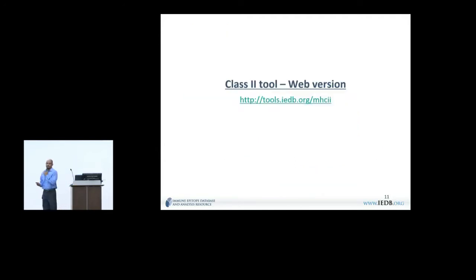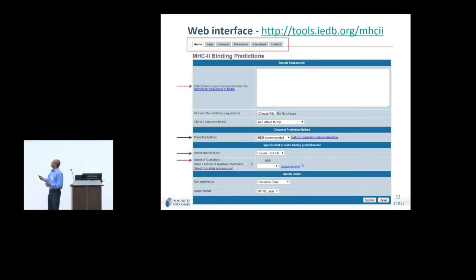The tool can be accessed from the IEDB homepage, like the earlier presenter showed for class 1, or you can directly access it from this link, tools.iedb.org/mhcii. And this is the web interface for class 2. It's exactly the same as class 1. At the top, you get all the tabs for the other resources: help, example, reference, download, and contact.